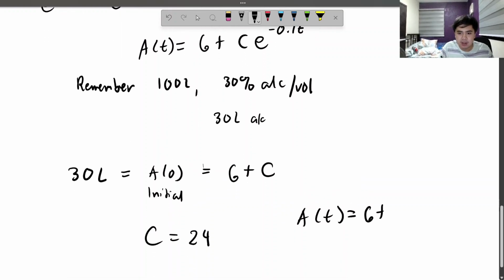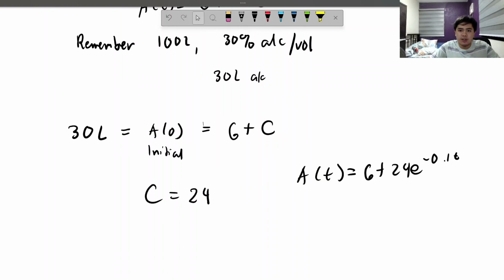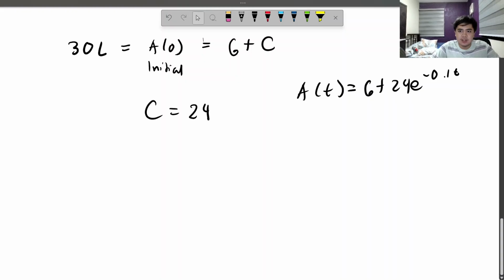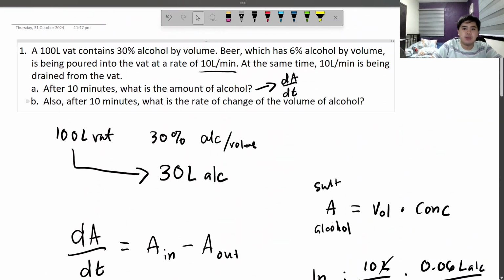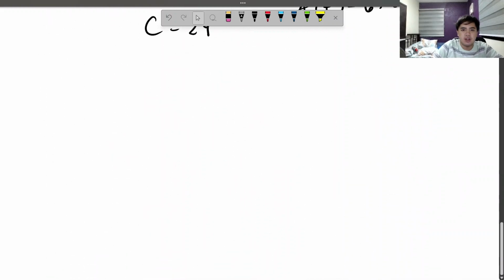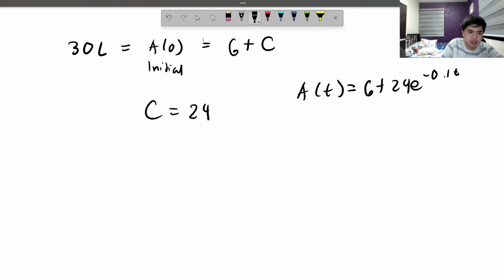6 plus 24 e to the negative 0.1 t, and that below me here is the specific solution. Is that the final answer? No. There are two questions we need to fulfill. After 10 minutes, what is the amount of alcohol? And also, after 10 minutes, what is the rate of change in the volume of alcohol? Let's bring both equations together.